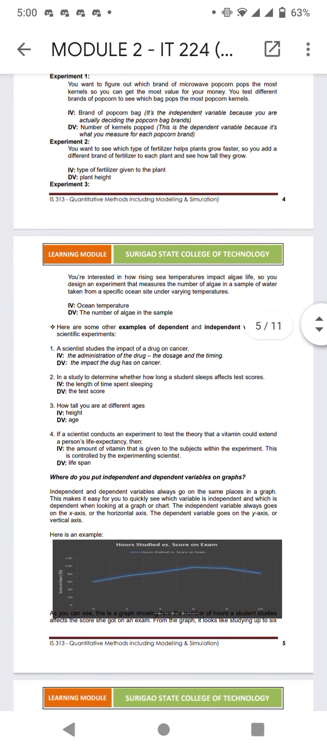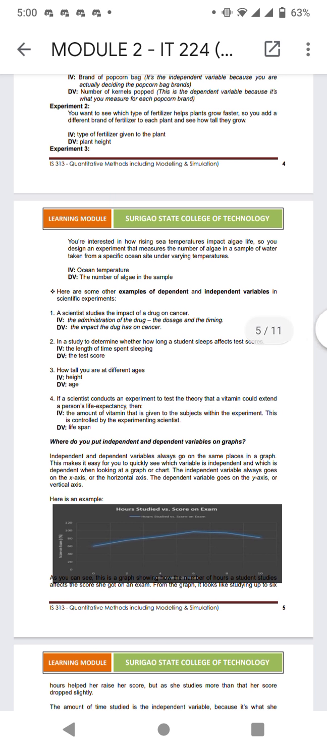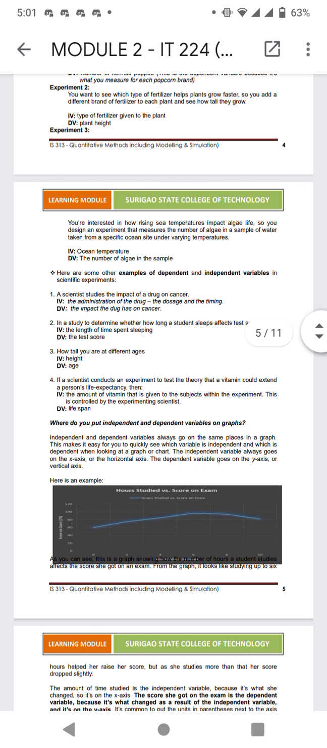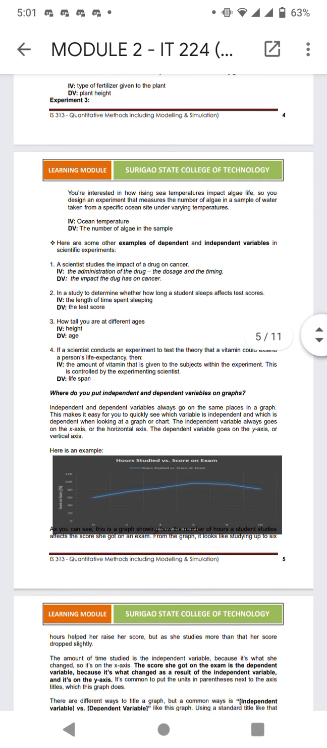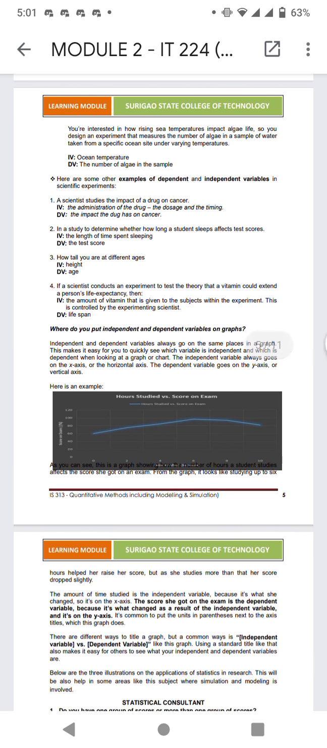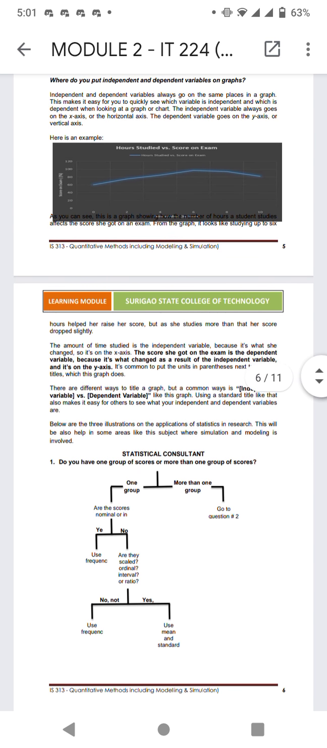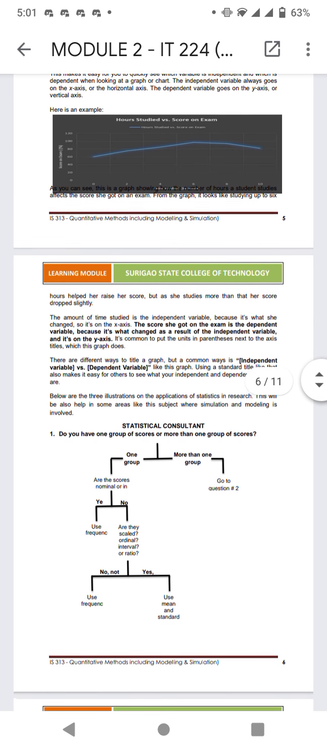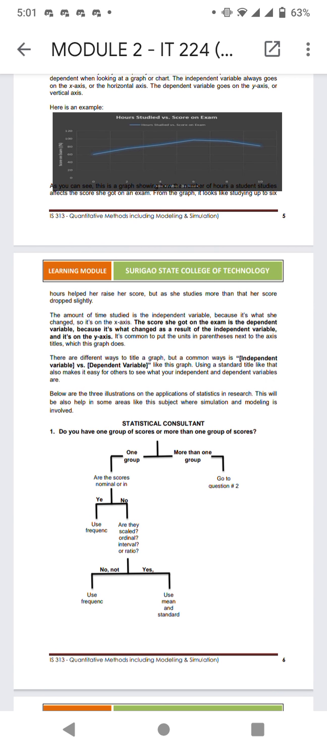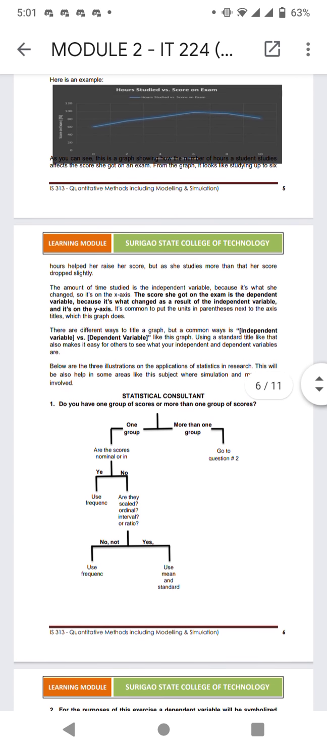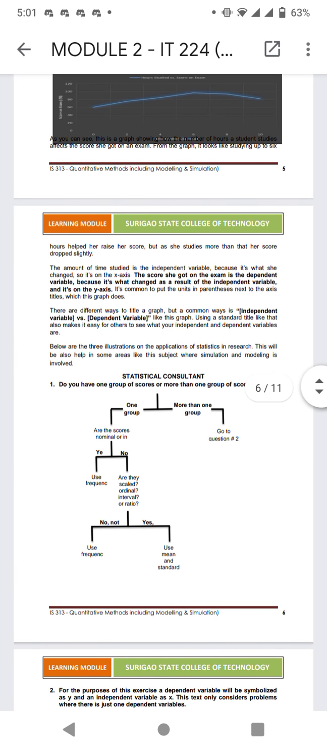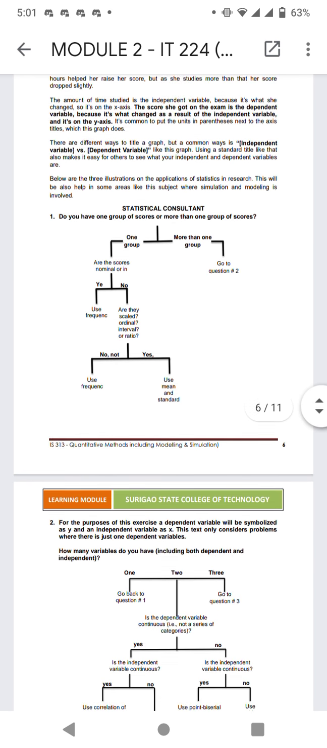So there are lots of examples here which I have seen, and I have learned more about IVs and DVs, which we could use later on for our research paper if we are about to make one. So for all of these things, we have groups for scores, looking at how the independent variable changes the dependent variable.